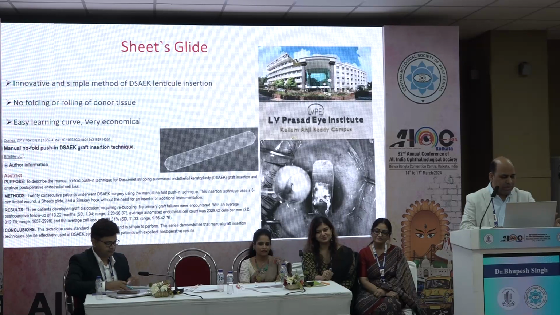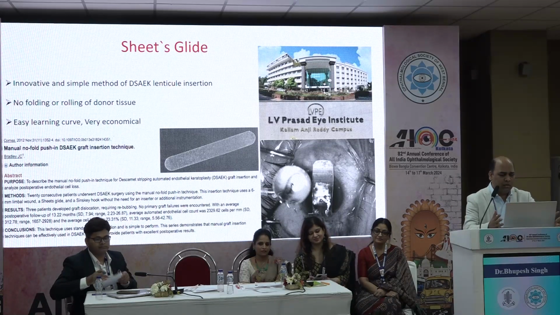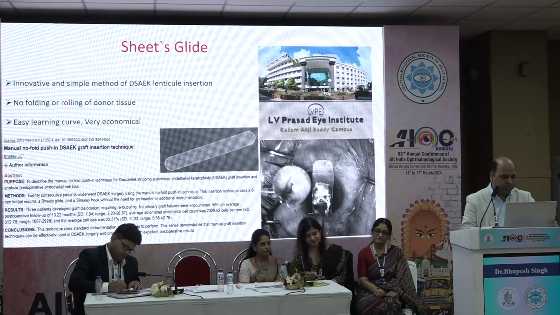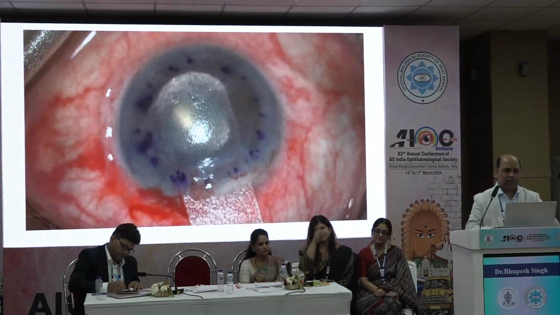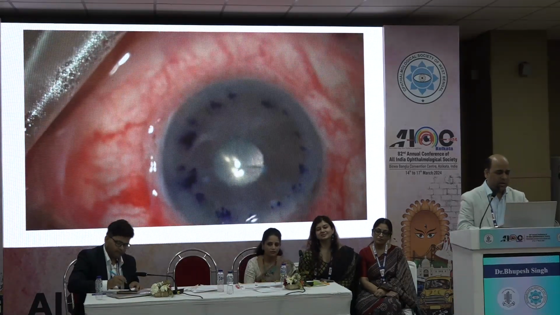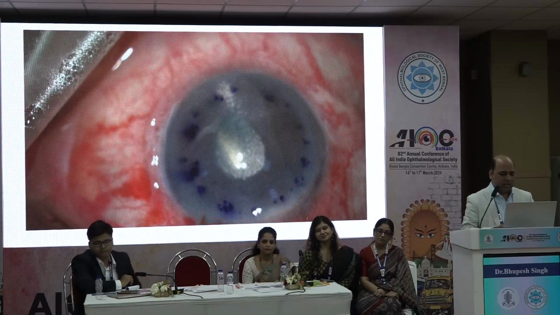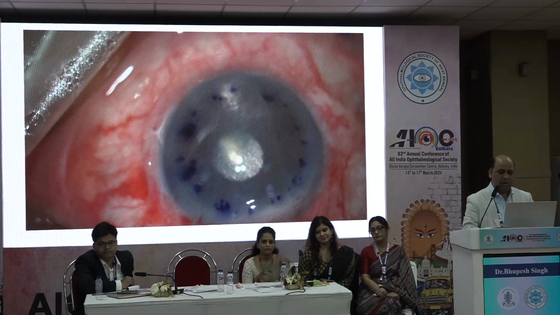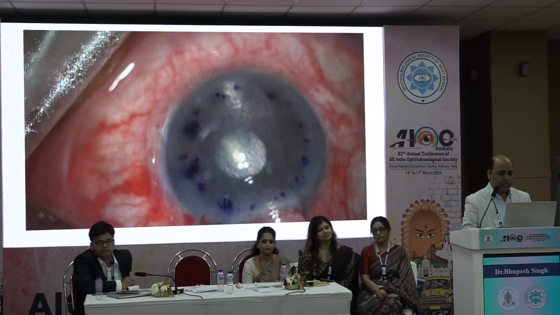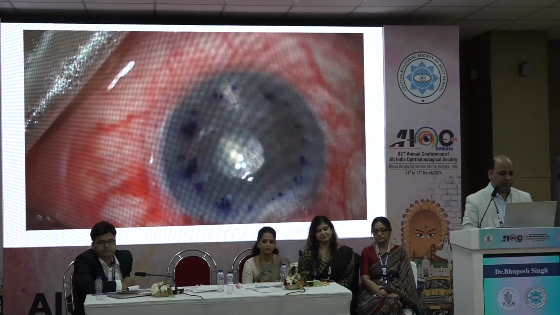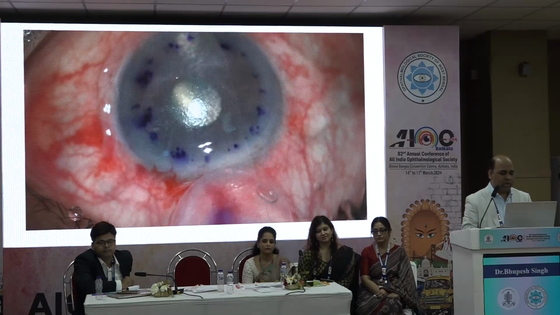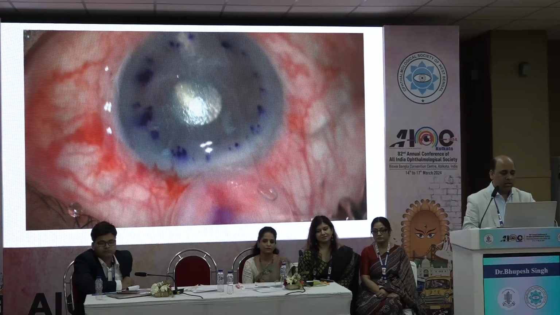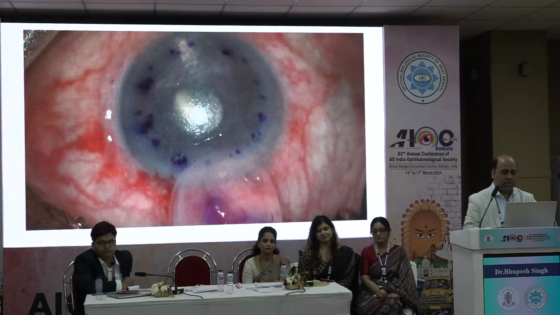And studies have shown that the cell loss is around 25% with Sheets glide. Although once you start doing a lot of cases, this goes down significantly. So this is a case of Sheets glide. Make the corneal incision. I prefer corneal incisions in all these surgeries, and you have to place some viscoelastic at the end of the tunnel. This is the beginning of the tunnel, and this is the graft.